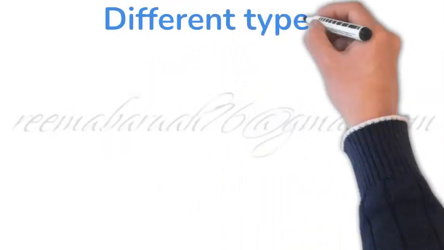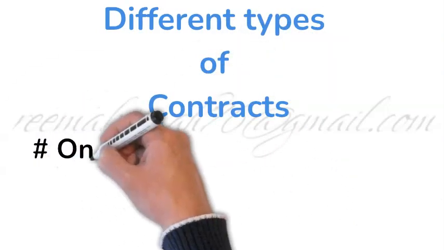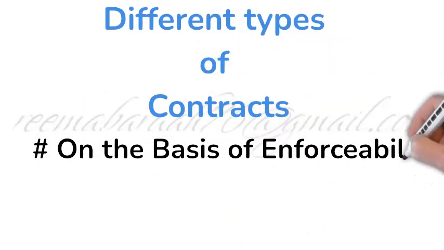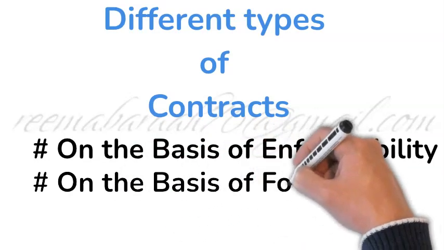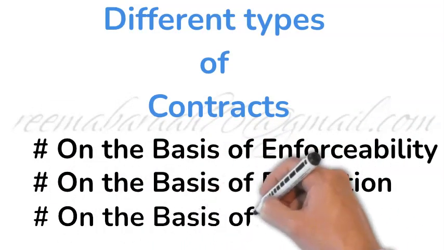So, these are the different types of contracts classified on the basis of enforceability, on the basis of formation, and on the basis of performance.